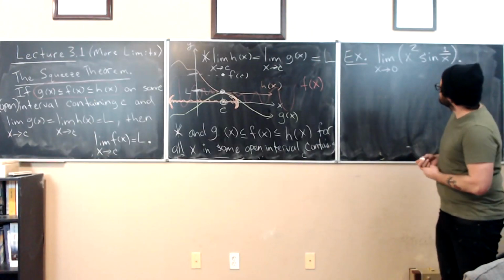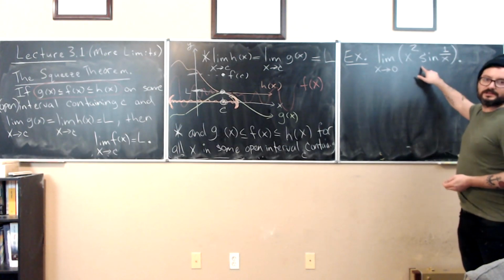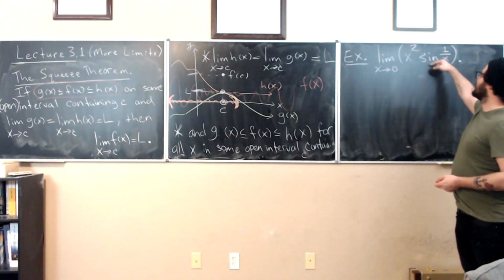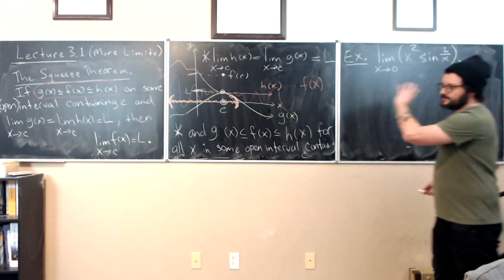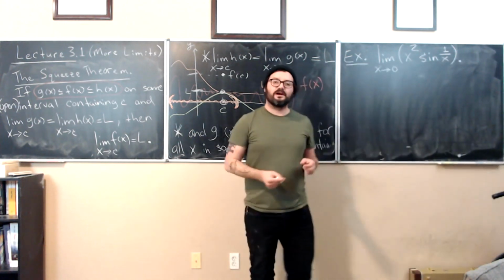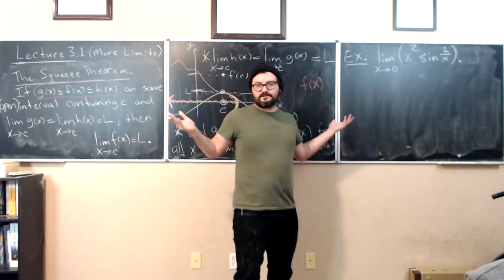So I currently cannot plug in x equals 0, right? I have 0 times sine of 1 over 0, which doesn't make sense. So maybe I can use the squeeze theorem to get an idea of what's happening by approximating this function's value as x varies through whatever.